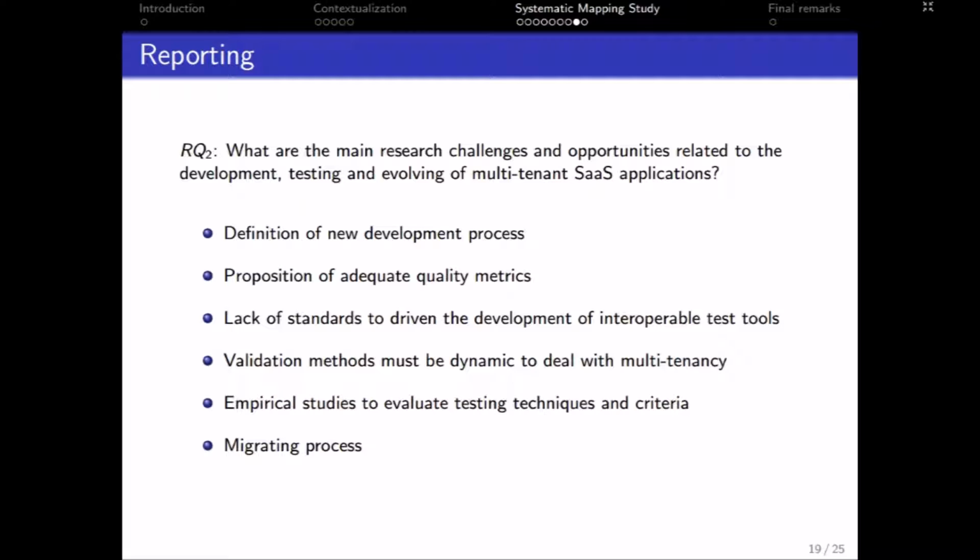Despite the on-demand software validation in the cloud environment, most of the regression test studies have focused on retesting a version in a previously configured test environment. However, validation methods must be dynamic to deal with multi-tenancy. There is a lack of guidelines about which testing techniques and criteria to use considering the testing objectives in the context of SaaS systems. A consolidated process to guide the migration from conventional web applications to the multi-tenant SaaS model can contribute to the adoption of this model for applications where only the multi-user model is not enough.